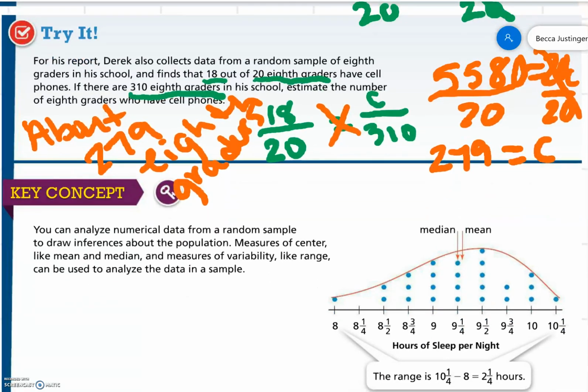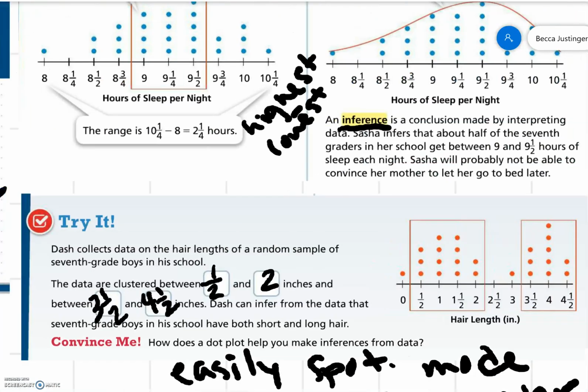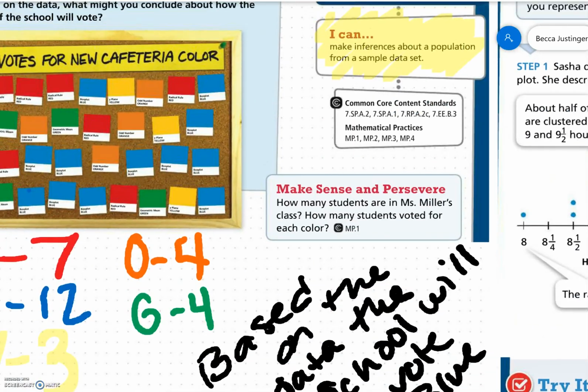Key concept. You can analyze numerical data from a random sample to draw inferences about a population. An inference is basically an educated guess. Measures of center like mean and median and measures of variability like range can be used to analyze the data in a sample. All right, 7th grade, let's say it. I can make inferences about a population from a data set.